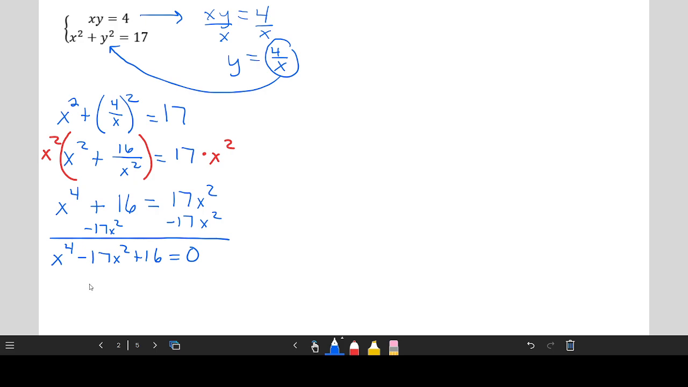But what we have now is a fourth degree polynomial, and it's one of those that resembles a quadratic. We've solved these previously by doing a substitution. So if we let u equal x squared, then if we square u, we're squaring x squared, and 2 times 2 is 4. So we can replace x to the fourth with u squared, and we can replace x squared with u.